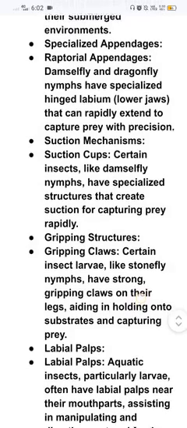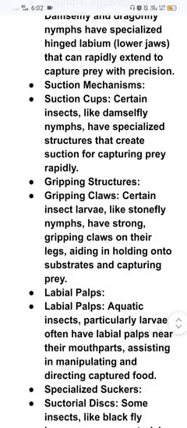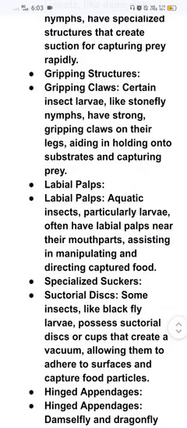And suction mechanisms, like suction cups. Certain insects like damselfly nymphs have specialized structures that create suction for capturing prey rapidly. Then gripping structures, gripping claws are there. Certain insect larvae like stonefly nymphs have strong gripping claws on their legs, aiding in holding onto substrates and capturing prey. And labial palps. Aquatic insects, particularly larvae, often have labial palps near their mouthparts, assisting in manipulating and directing captured food. Labial palps, some associated organs related to mouthparts.